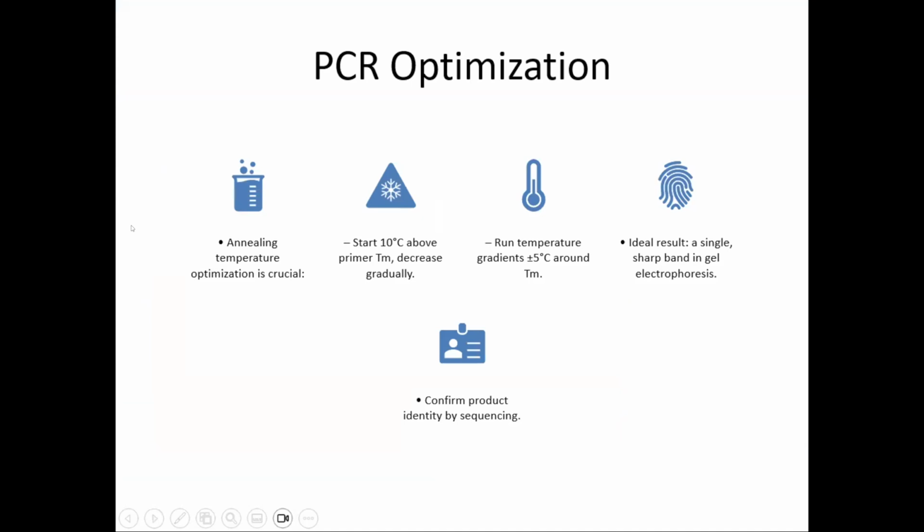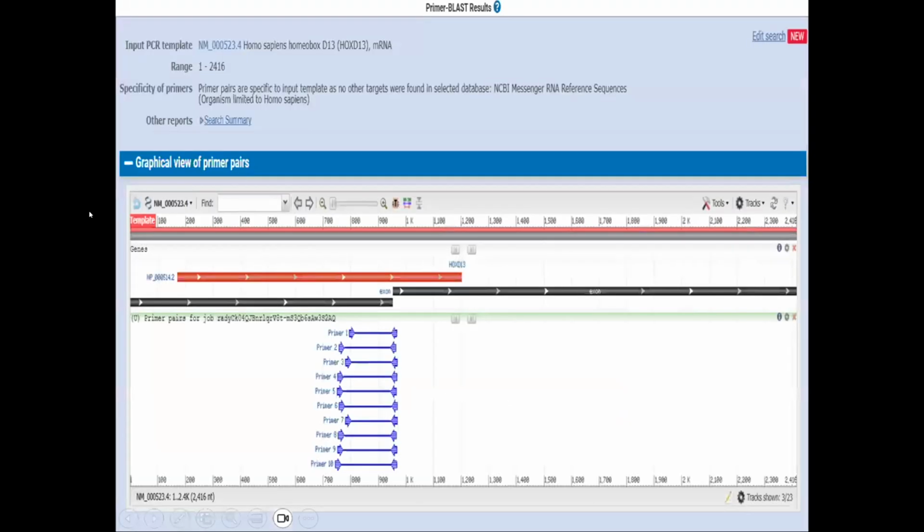Annealing temperature optimization is crucial, so start 10 degrees Celsius above primer TM, decreasing it gradually, and then you can run temperature gradients plus or minus 5 Celsius around the TM. And so the ideal result would be a single sharp band in gel electrophoresis, and you can confirm product identity by sequencing.